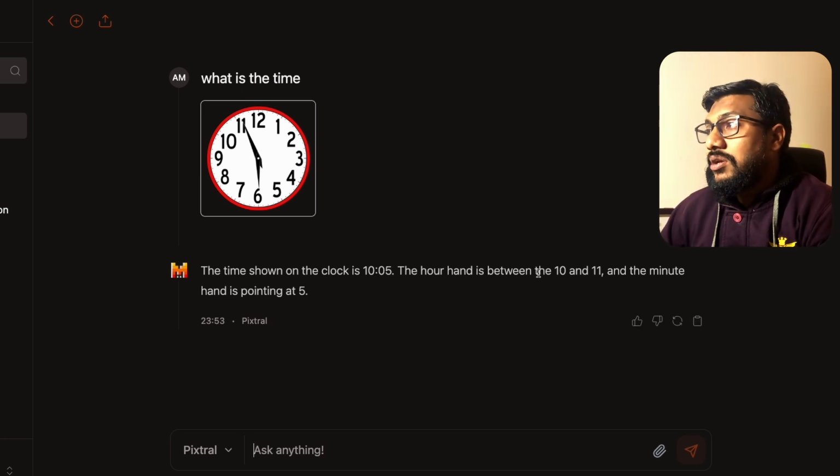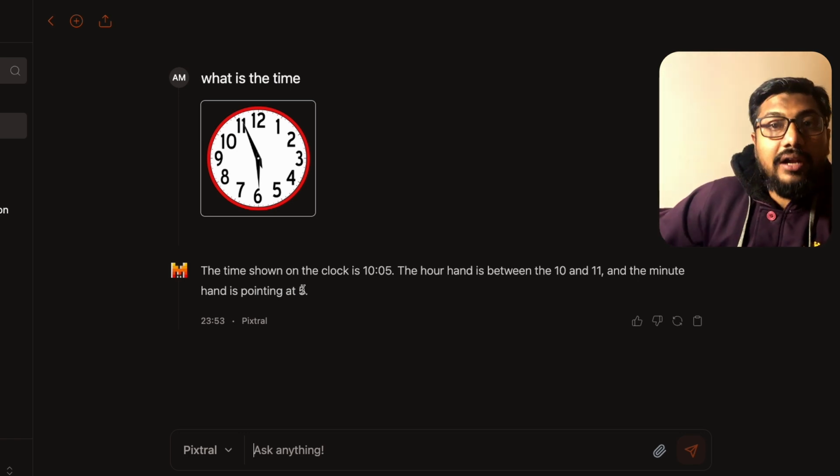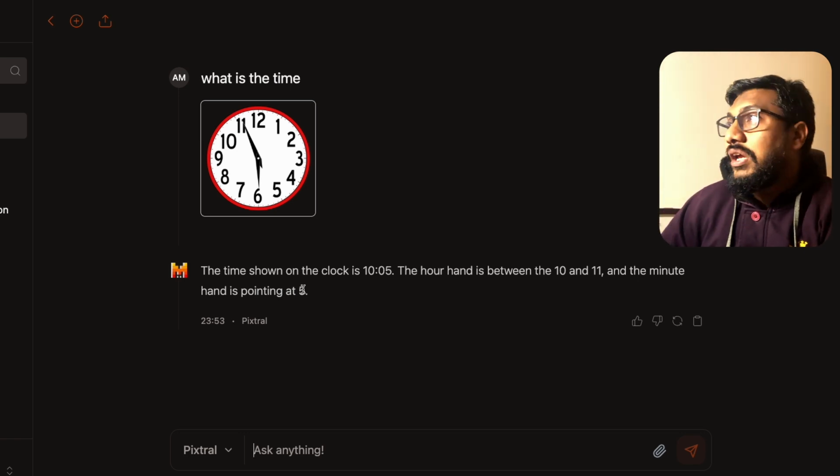The hour hand is between 10 and 11, and the minute hand is pointing at 5. The good thing here is that we have only 2 hands. Imagine you added a third hand, how this model would get confused.